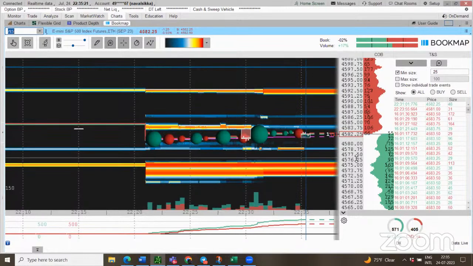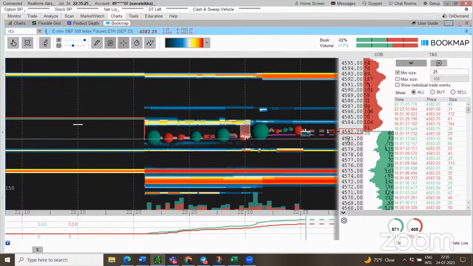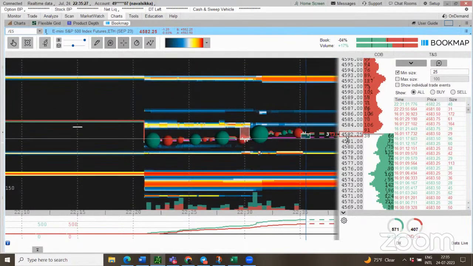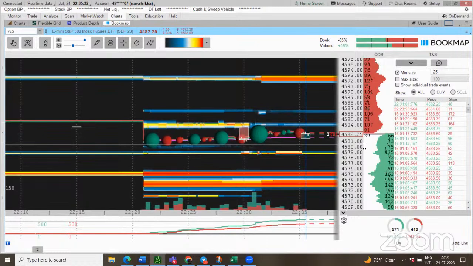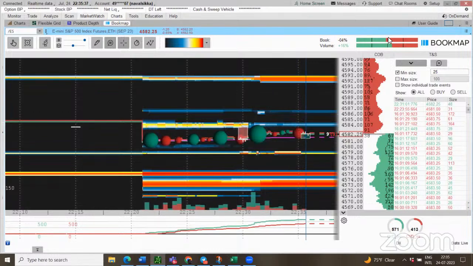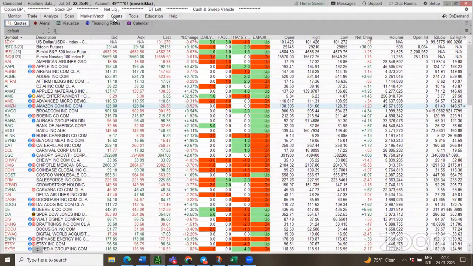So ES yesterday managed to hold 45.80 and closed around that area. But the session was a session with extremely low volume. Like if you look at the volume today, it's gone for now.